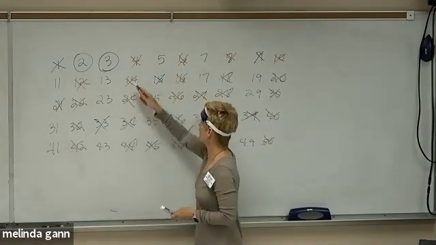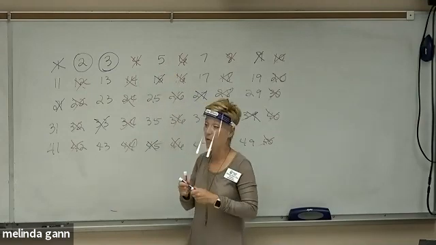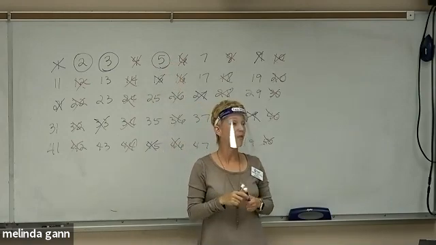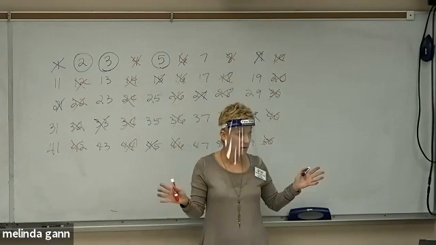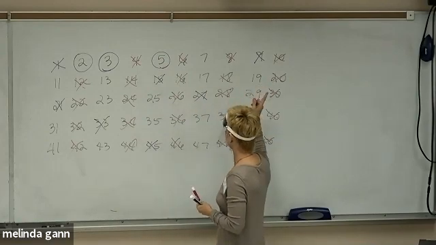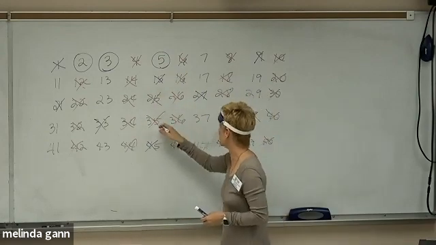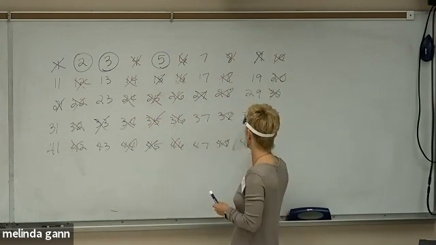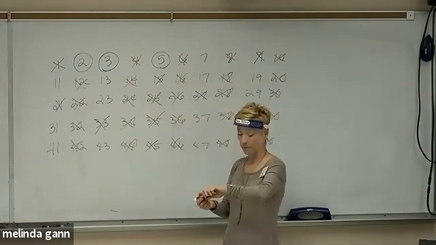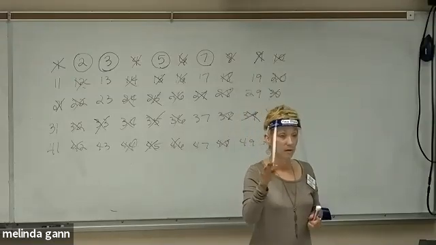And what's the next number that's not crossed out? 5. Isn't it a prime number? So what do we do with prime numbers? We circle them. But what about all the multiples of 5? All the multiples of 5 have got to be gone. So 5, 10, 15, 20. Oops, I've got to cross out 25, 30. Oh, I've got to cross out 35, 40, 45, 50. 6 is gone. 7 is prime. But what about all the multiples of 7? They're going to get crossed out.